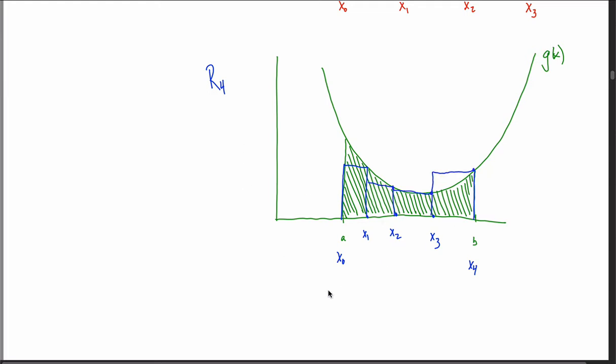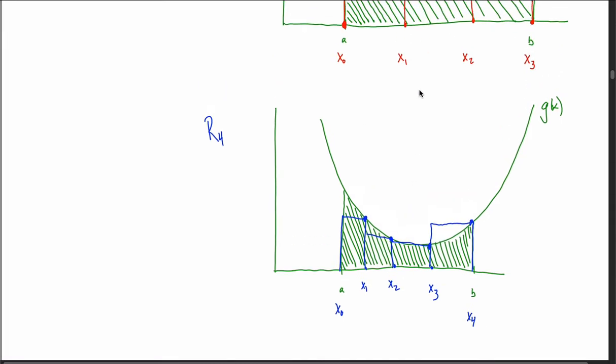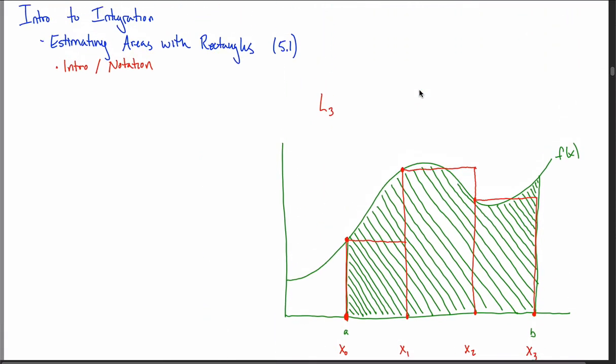Here is the picture for R4. R4 is an estimation of the area underneath this curve, g of x this time, between a and b. And to come up with that calculation, what I need are 5 different x values, x0, 1, 2, 3, and 4. And using those 5 different x values, I need to define rectangles. And the heights of those rectangles are based on their right endpoints now, not their left endpoints. And if you follow all that, you've got just about all the notation that I need you to get out of this video.